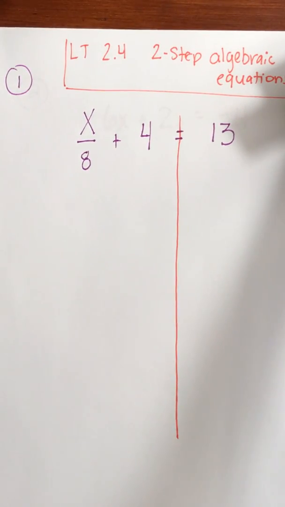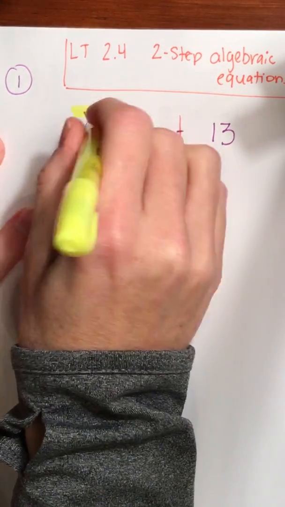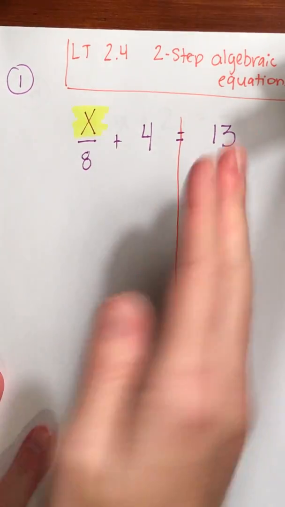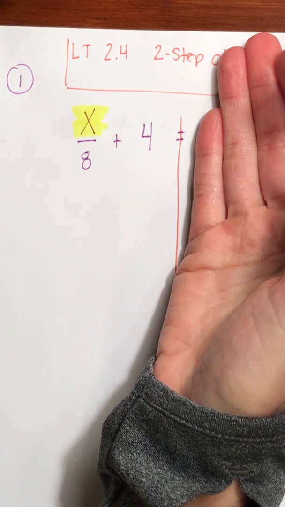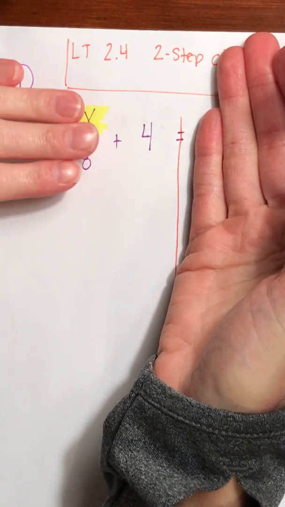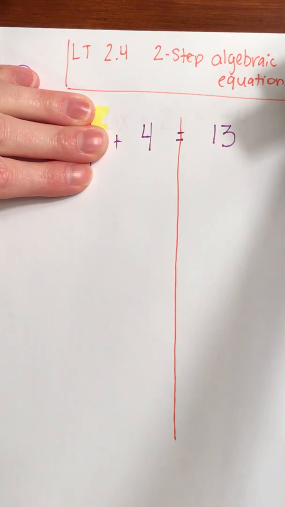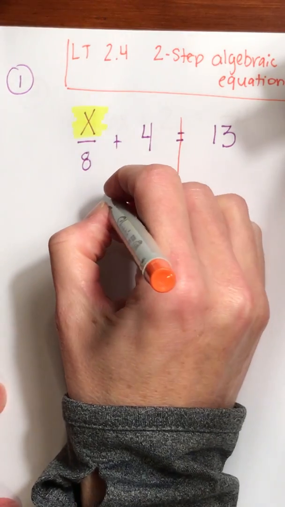The first thing I try to do is locate my variable. So my variable here is x. It's located on the left side. So I'm going to ignore this side first. So I'm going to find my variable x. I'm going to cover it up. And I see that they have an addition sign there. So the opposite of addition for us is subtraction.